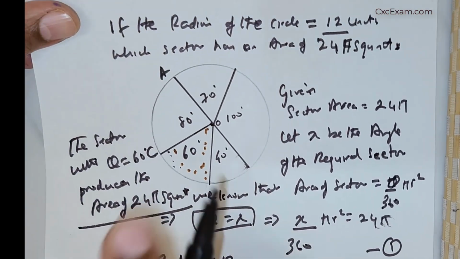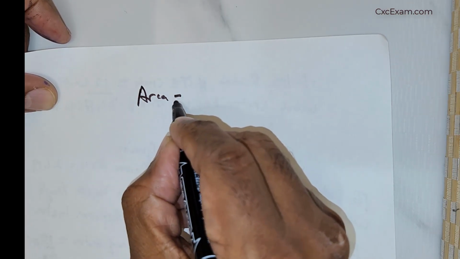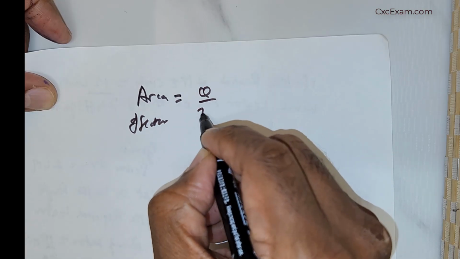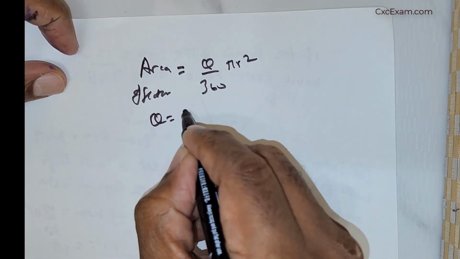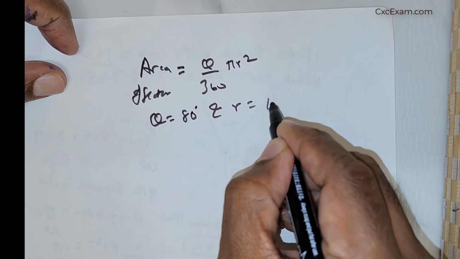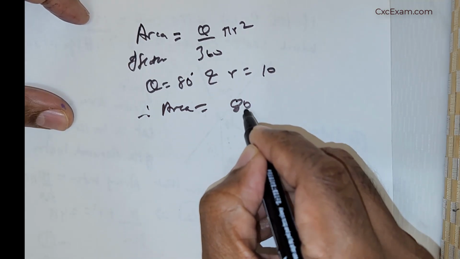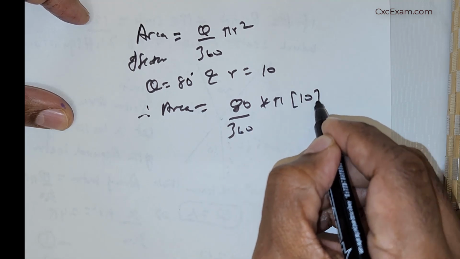So clearly this angle is known, so let me write this down. Area of sector is theta over 360 times pi times r squared. Now theta is 80 degrees and r is 10 units, so therefore area is 80 over 360 pi times 10 into 10.